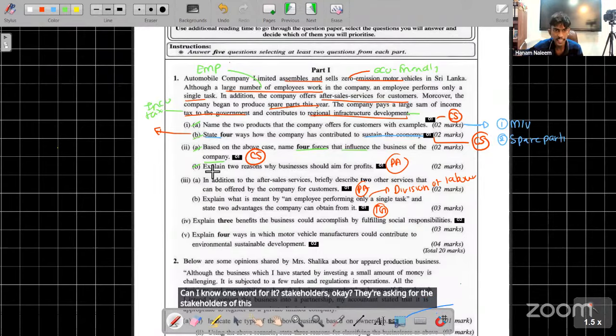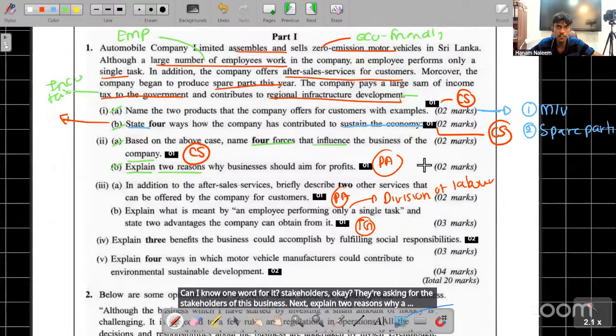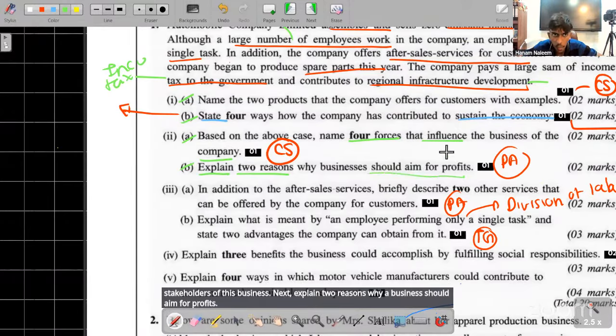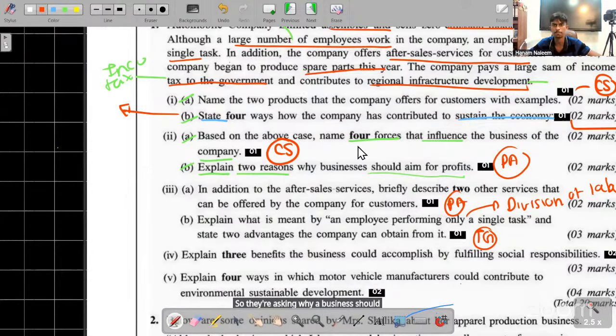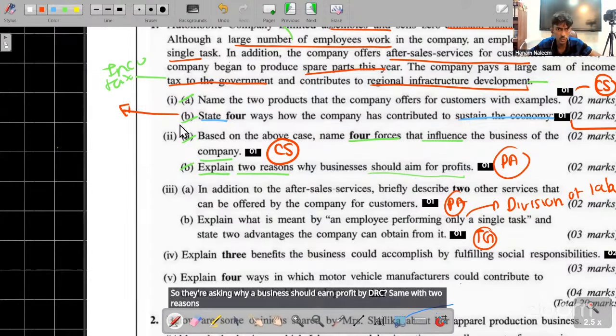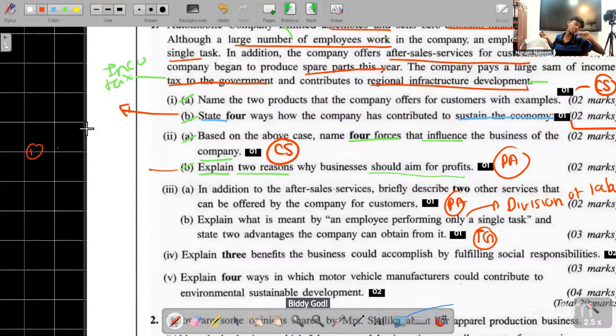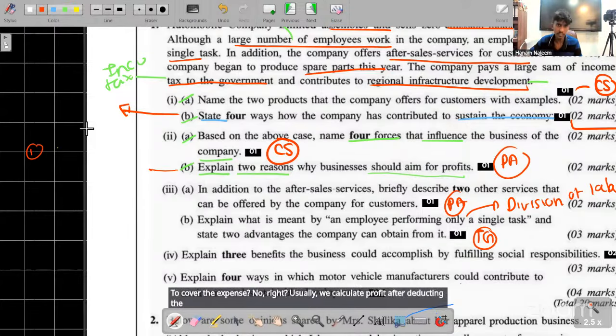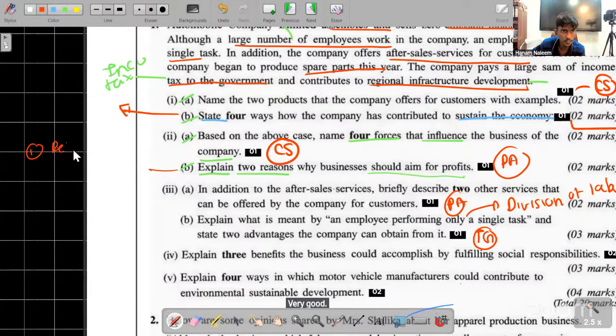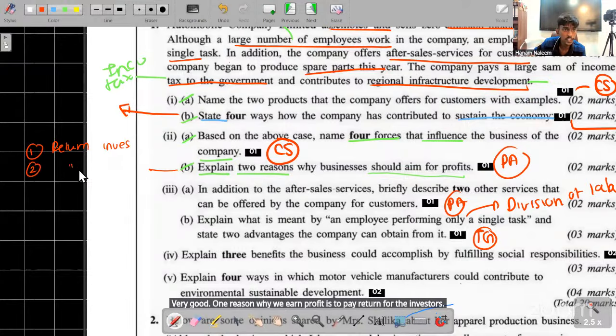Good. Next, explain two reasons why a business should aim for profits. So they're asking why a business should earn profit. What do you all say? Say two reasons why a business should earn profit. Very good. To cover the expenses. To cover the expense, no, right? Usually we calculate profit after deducting the expense. Very good. One reason why we earn profit is to pay return for the investors and also to pay return for employees, like bonus.